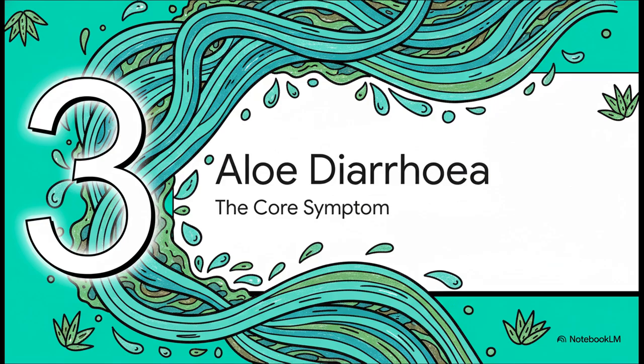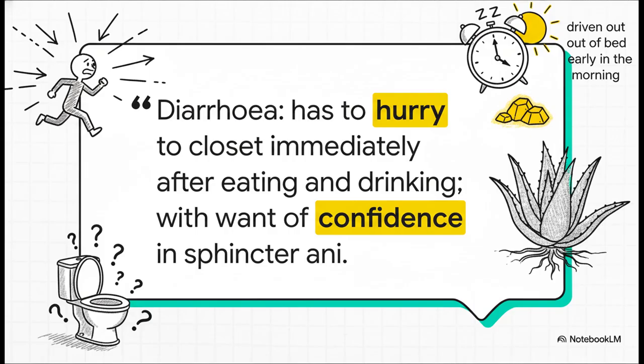Okay, now we are getting to the absolute heart of Aloe Socotrina. Seriously, if you remember only one thing about this remedy, it should be its action on the bowel. This is its grand sphere of influence, its main stage. This text is just packed with keynotes. First, the urgency is immediate, like right after eating or drinking. Second, and this is practically pathognomonic, there is a want of confidence in the sphincter ani. The patient is just never sure if they can trust a fart. And third, the timing. They're driven out of bed early in the morning, a classic feature it shares with another giant, Sulphur.